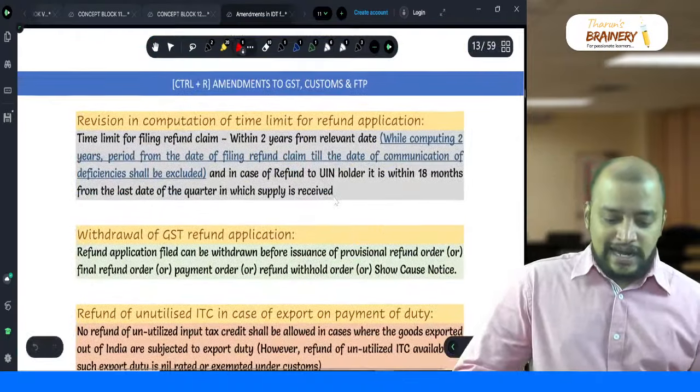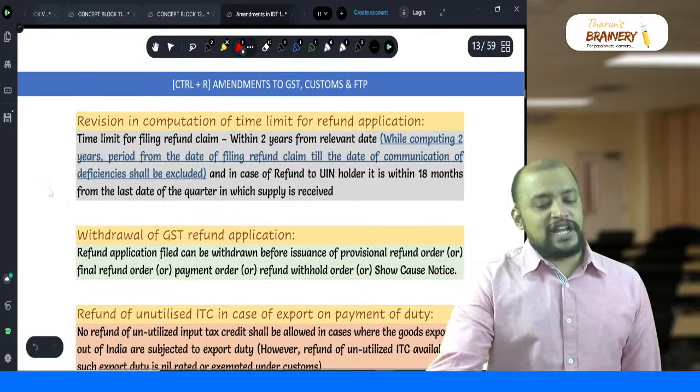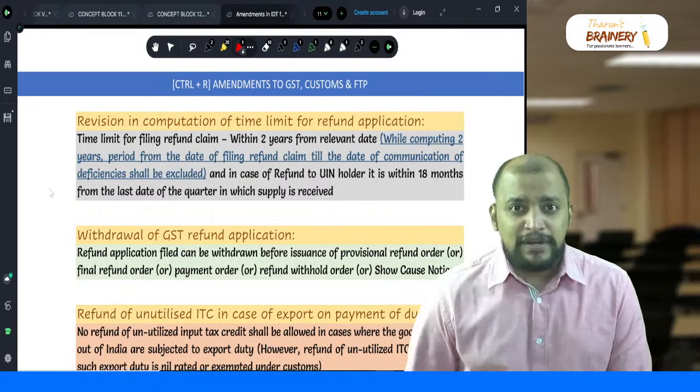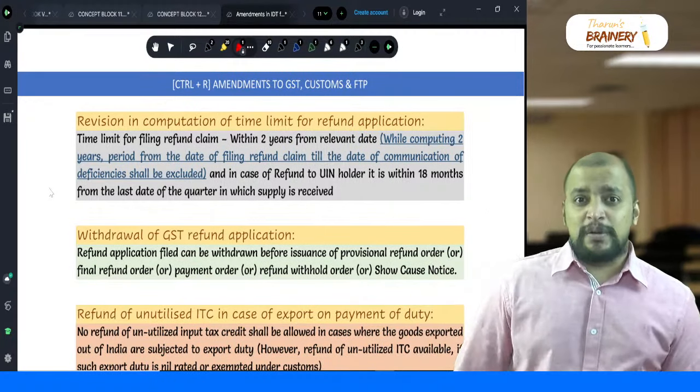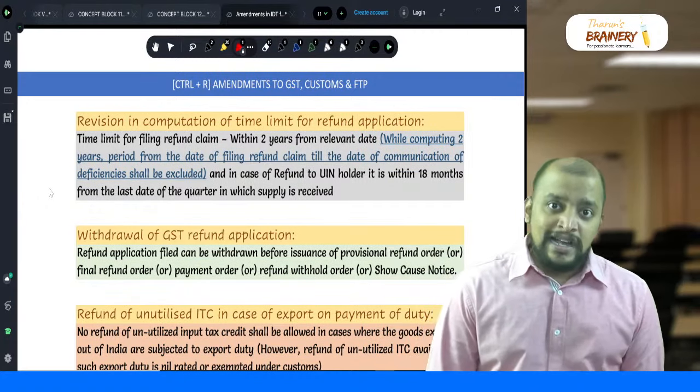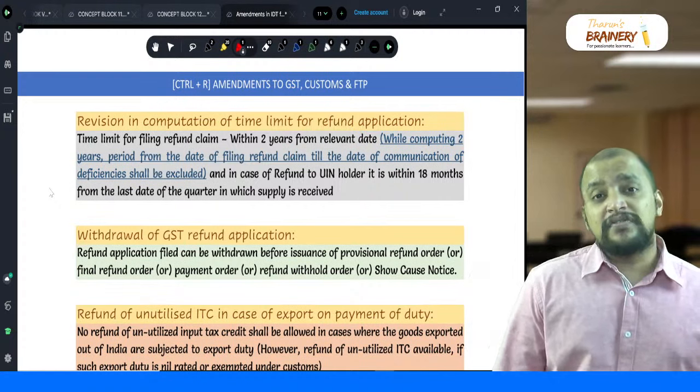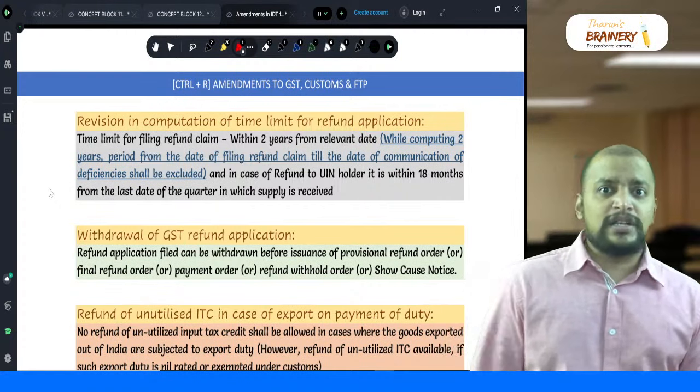Okay. Then next, revision in computation of time limit for refund application. Whenever you are going for a refund application, it should be made within 2 years from the relevant date. And if the refund application is not made within 2 years from the relevant date, then the refund cannot be claimed. That's how the law is made.